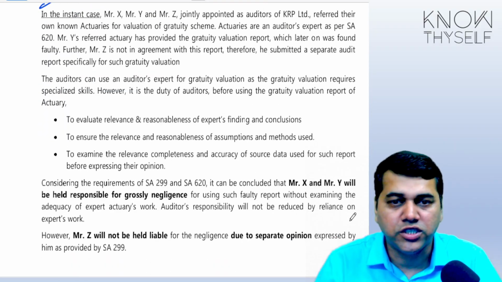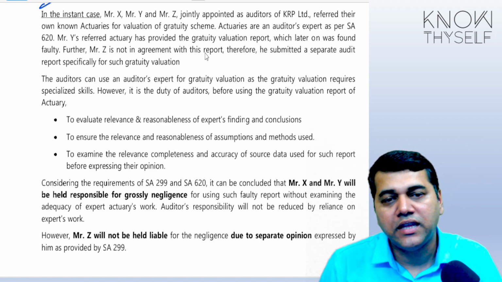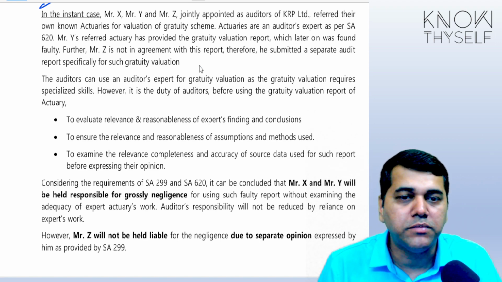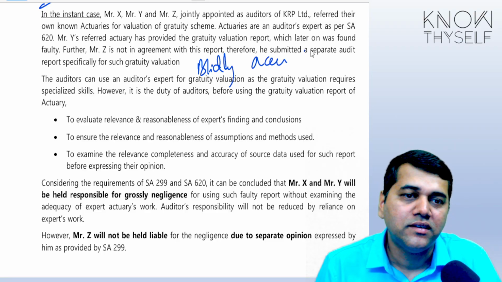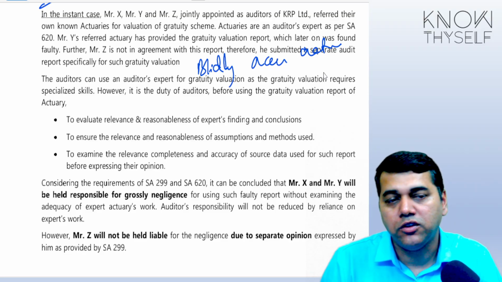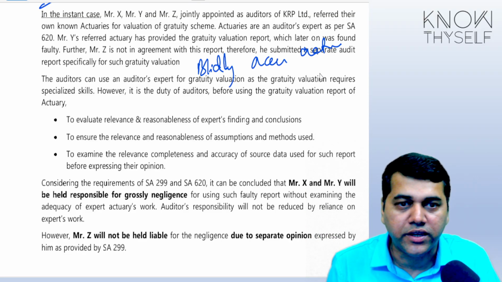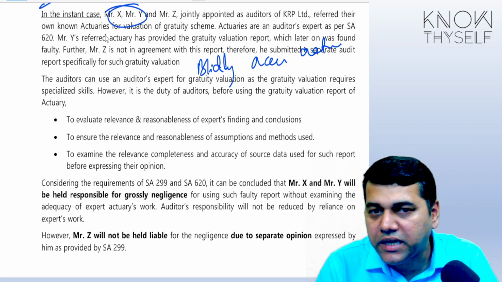But in the question, have they told you anything on this? No. So what we are assuming is that X and Y must have blindly accepted the actuary's work, the expert's work. Now that work has become faulty. So who is going to become responsible now? X and Y become responsible.